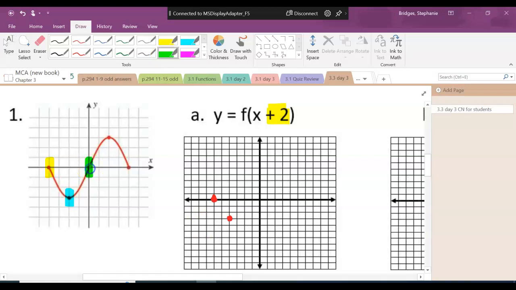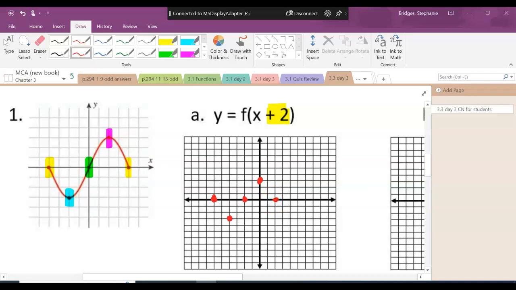Then we have this one here at the origin, so we're going to need to move that 2 units to the left as well. Then we have the next point that is at 2, 3. So we're going to move it 2 units to the left, which is going to be at 0, 3. And then we will do our last point. That is at 1, 2, 3, 4, 0. So we're going to go 2 units to the left. That would make it -2, 0.